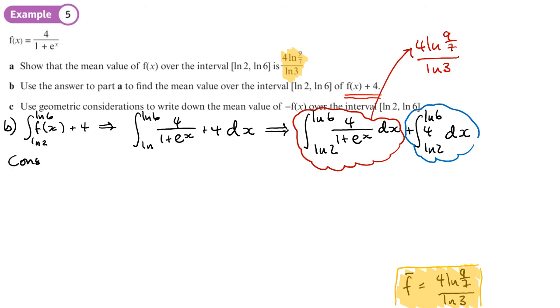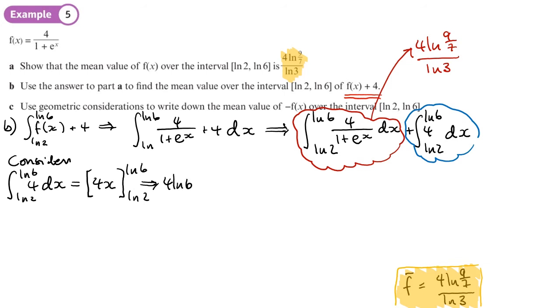So let's consider this integral, the log 6 log 2 of 4 dx. Now I could take the 4 over to the other side, but this is so straightforward. 4 will become 4x. Now when I integrate it, I've got log 6 log 2. So then I will get 4 log 6 minus 4 log 2. And I could simplify that by saying 4 lots of log 6 divided by 2, plus a minus, so just get 4 log 3. Okay, so that's that part.